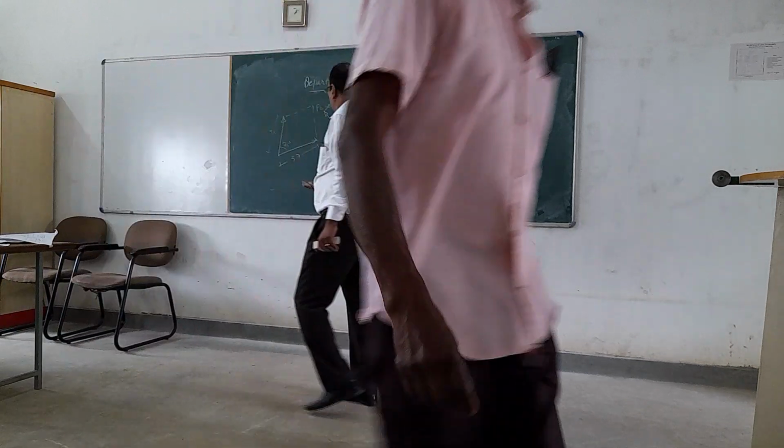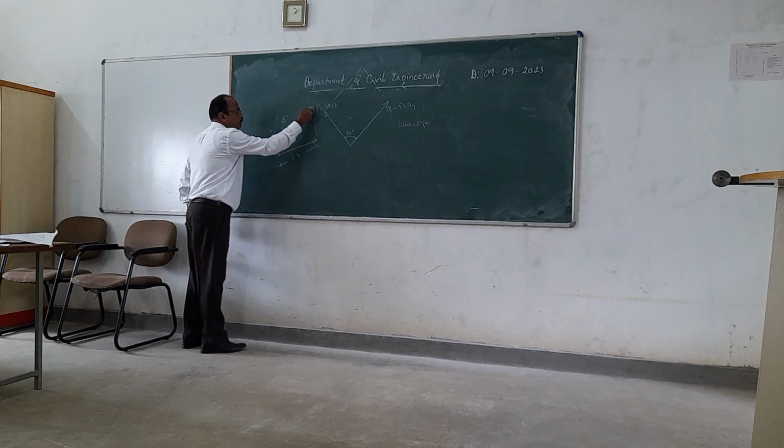Now you join from tip to tail. This is the resultant.